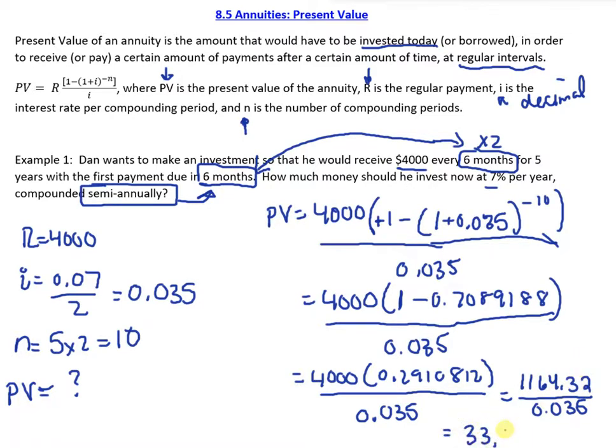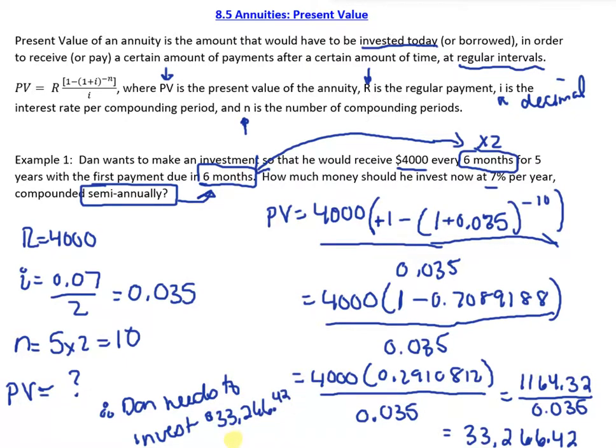I get 33266.42. Therefore, Dan needs to invest $33,266.42 right now. Right now, the present value, in order to take out $4,000 twice a year for the next 5 years.